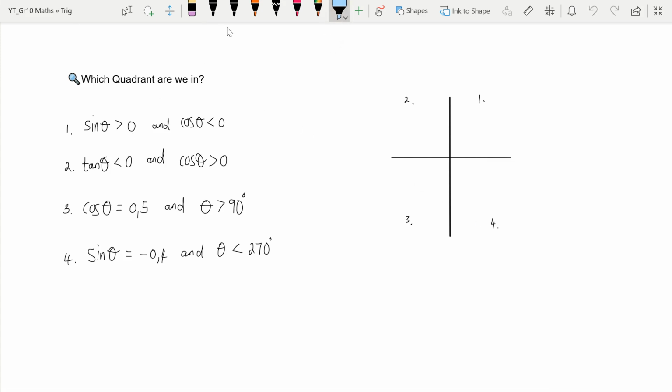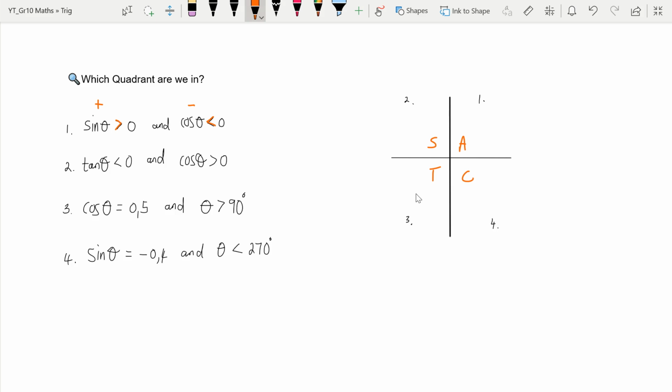It gives us that sine theta is bigger than 0, so sine is positive, and cos theta is smaller than 0, so cos is negative. Now we need to figure out which quadrant we are in. Well, let's look at them separately. This is just helpful, the CAST diagram or whatever sort of acronym you use.